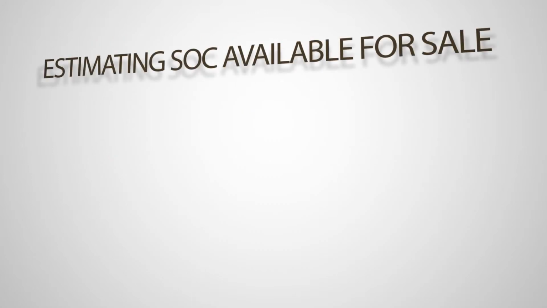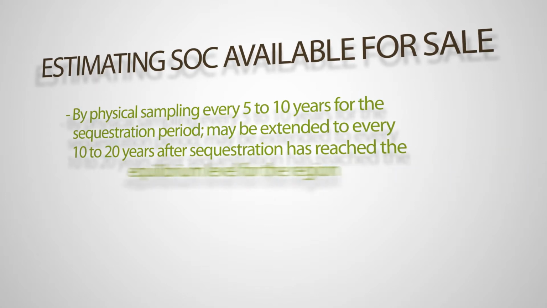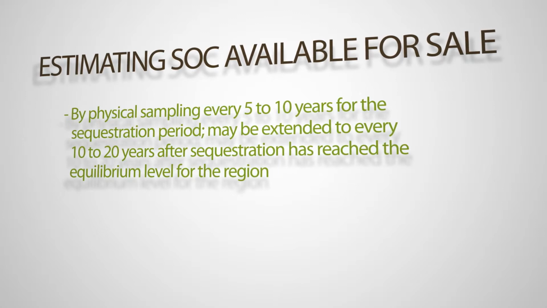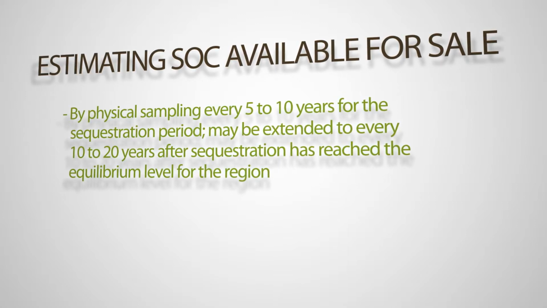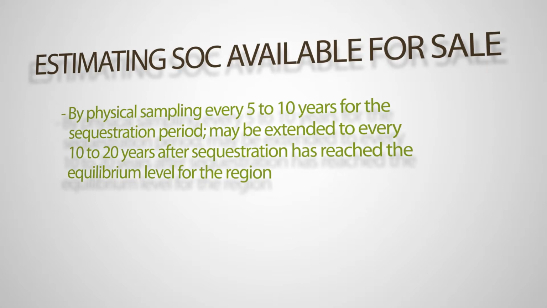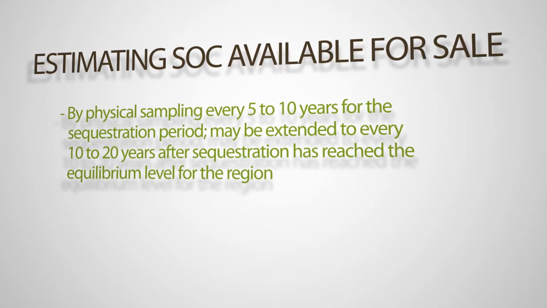By physical sampling every 5 to 10 years for the sequestration period, we can then work out how much carbon has actually been sequestered in the soils, convert that into carbon dioxide, take away the initial baseline or the previous measurement period, and that determines the number of tonnes of carbon dioxide that you may be able to list on the Australian Carbon Registry.